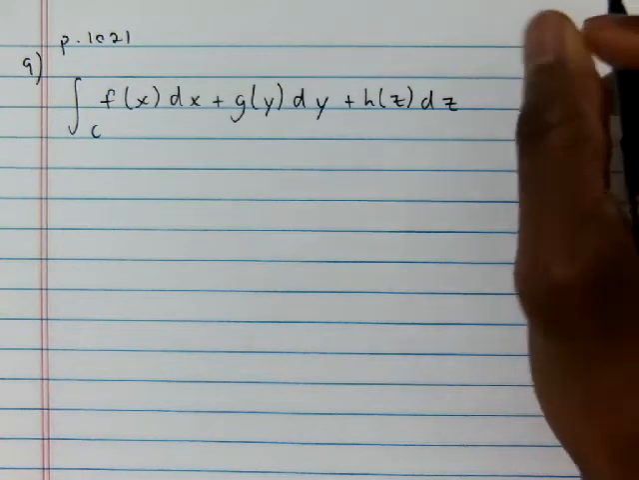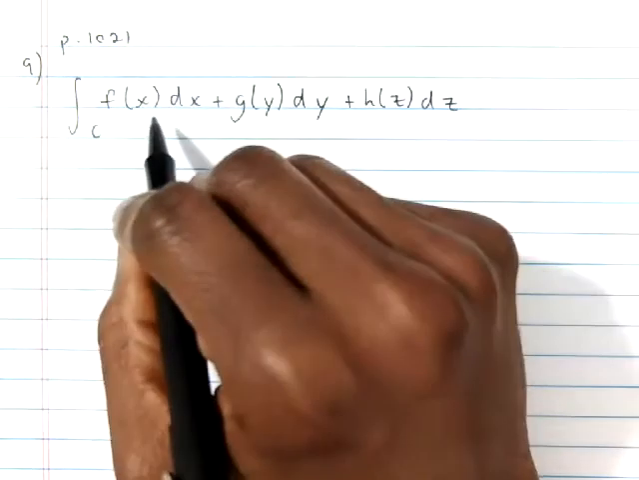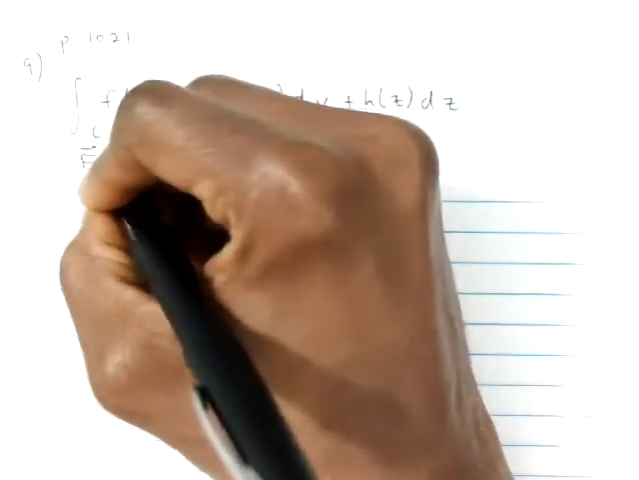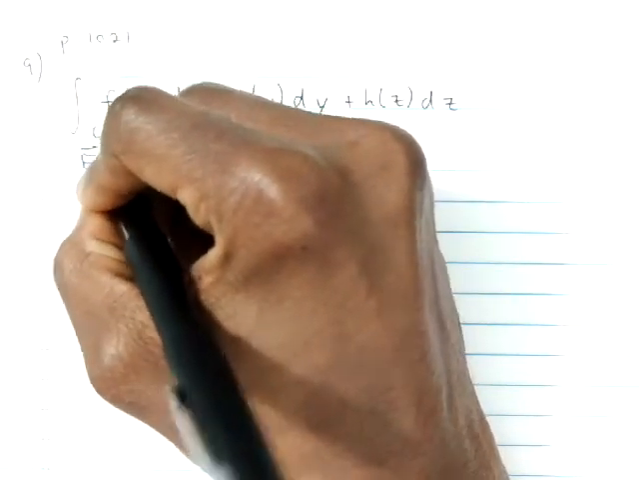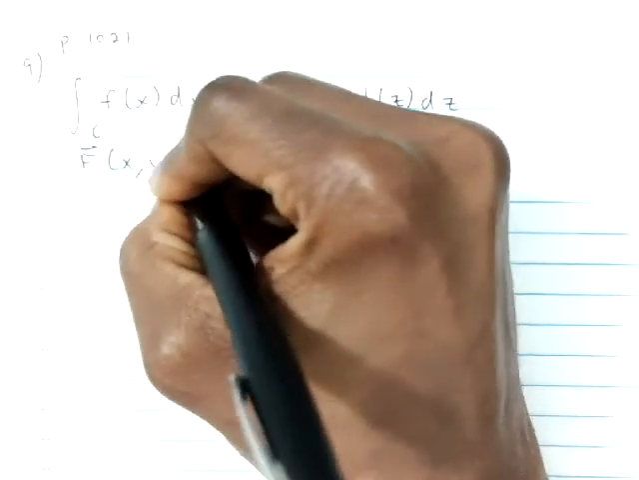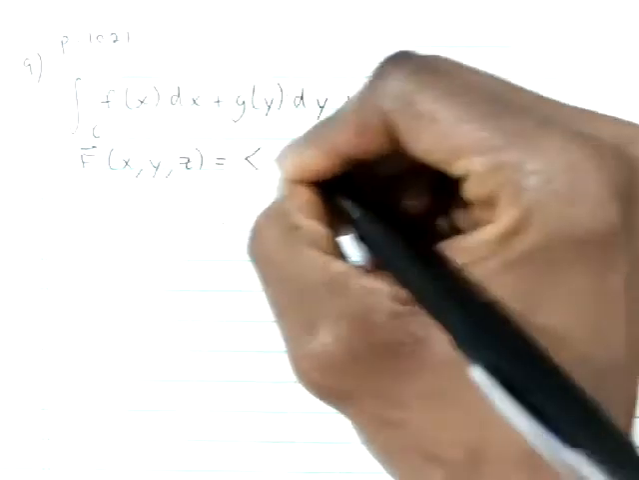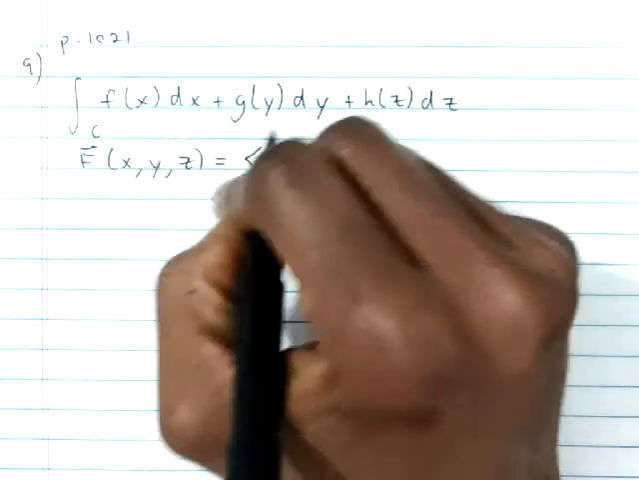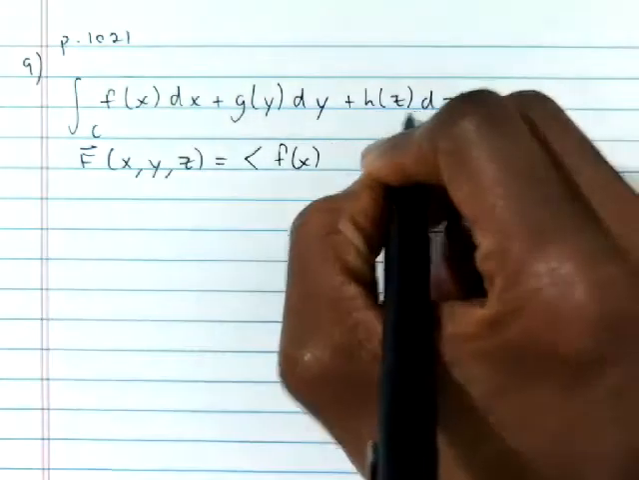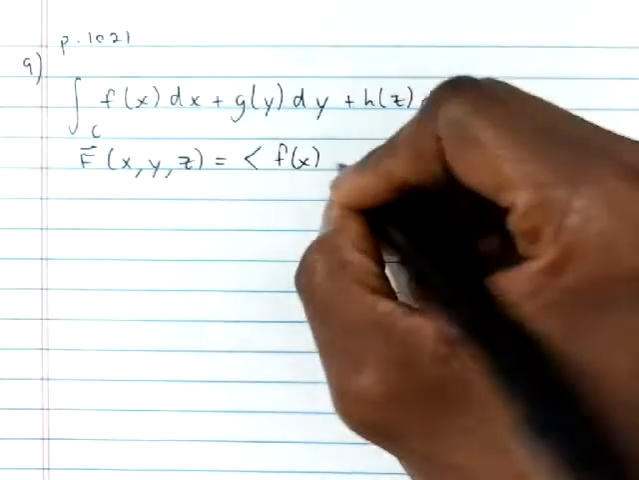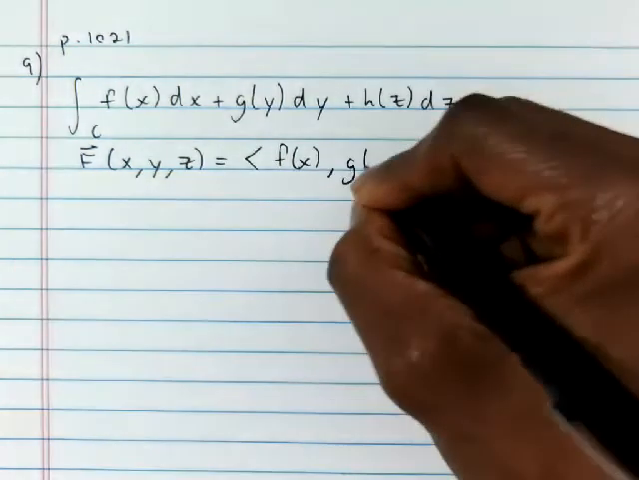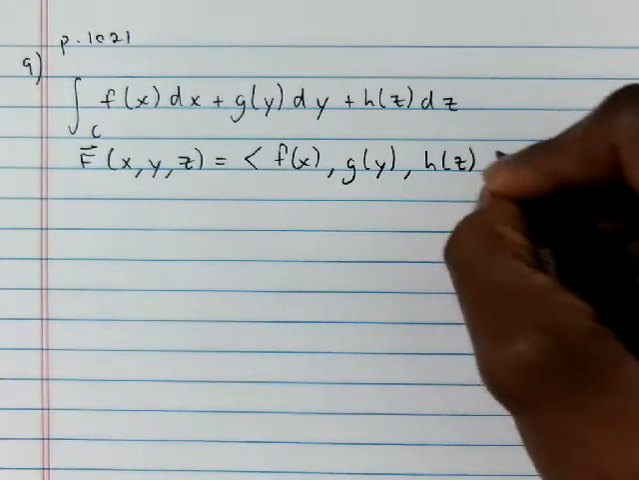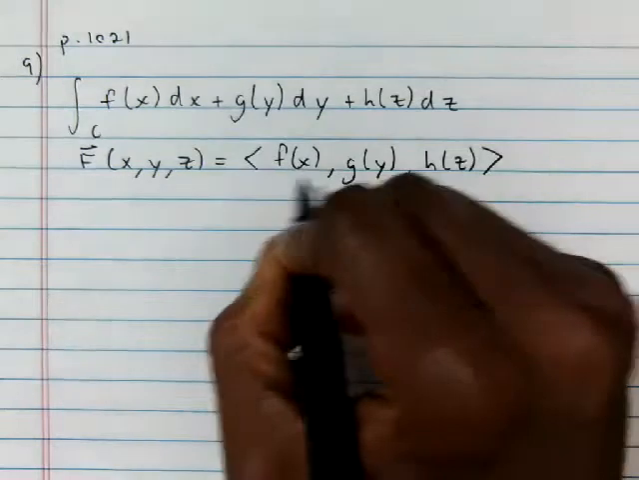So what we're going to look at first is the curl of the vector field. First, what is the vector field that we are considering here? F of x, y, z is equal to f of x, because this is M, N, and P, because that's the dx, dy, and the dz. So F of x, y, z is f of x, g of y, h of z. And we were told that all these are continuous.